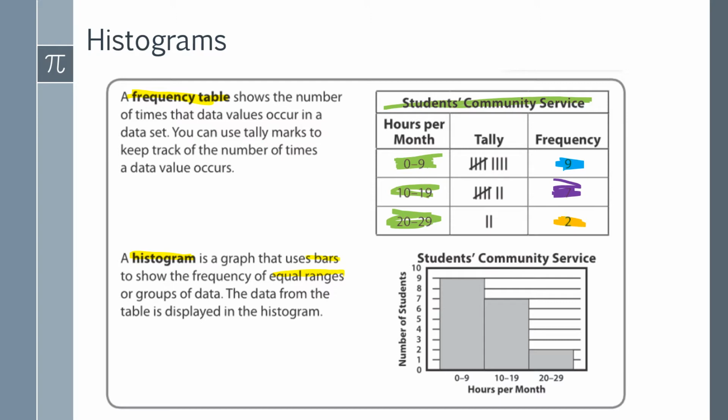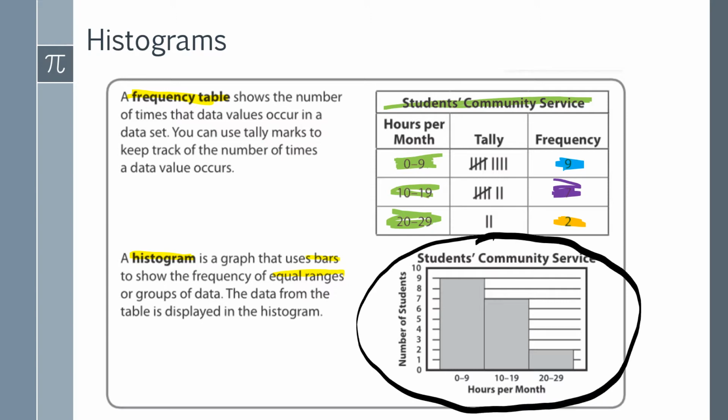Then you get down to this bar graph, which we're going to call a histogram. Notice that they have the intervals 0 to 9, 10 to 19, 20 to 29. They have to be equally spread out. You couldn't have 0 to 9 hours and then 10 to 50 hours. You have to have them equally spread out.